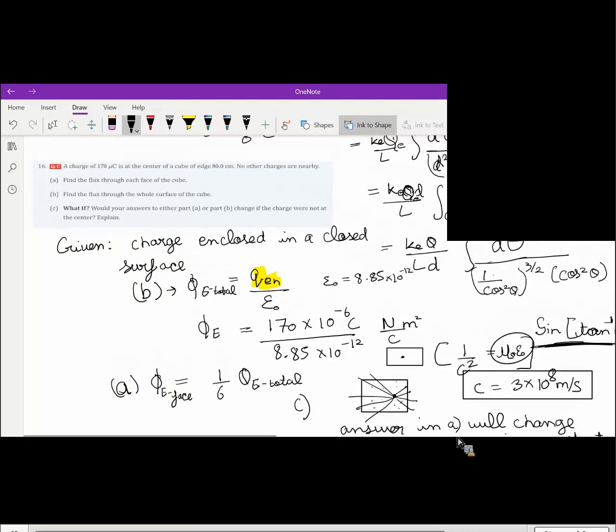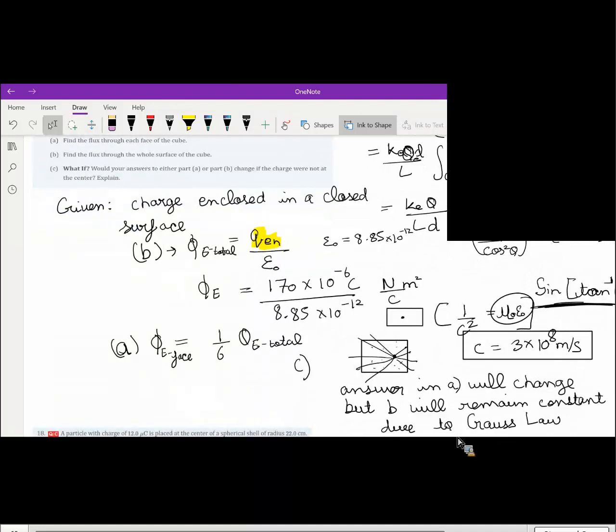And then they're just asking a conceptual question. The concept they're trying to ask is whether the flux through each surface of the cube, or you can call it each face of the cube, you have 6 faces in a cube, would change or not. Yes, it will change, because what is the flux? Flux is the number of electric field lines entering or leaving the system. So yes, the number of electric field lines going through each face will change.